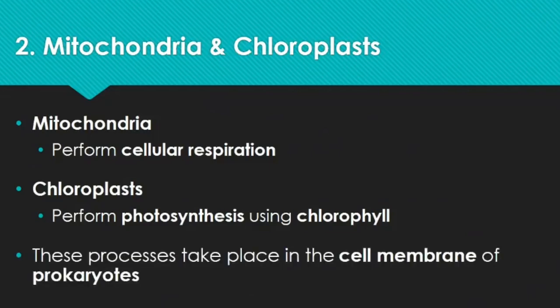These processes take place in the cell membrane of prokaryotes. Even if you don't have mitochondria or chloroplasts, you can still perform these processes. And in fact, the fact that bacteria do it this way actually supports the endosymbiotic theory because mitochondria and chloroplasts perform these reactions inside what would be those bacterial membranes.